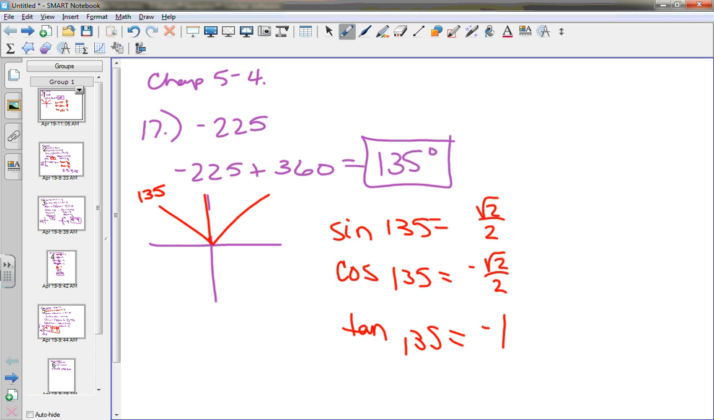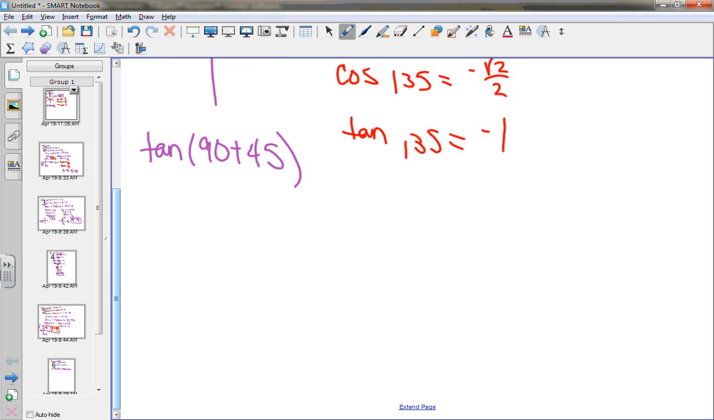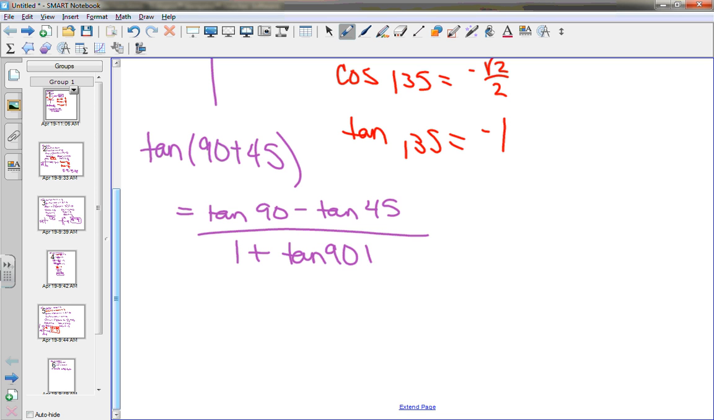So if you want to actually plug it into the formula, then you're going to have the tangent of 90 plus 45. That's going to be the tangent of 90 plus tangent of 45 all over 1 minus the tangent of 90 times the tangent of 45. Do we see that? Why wouldn't I use negative 225?